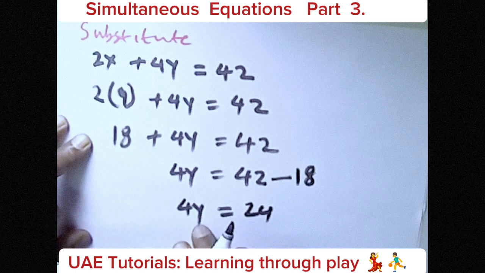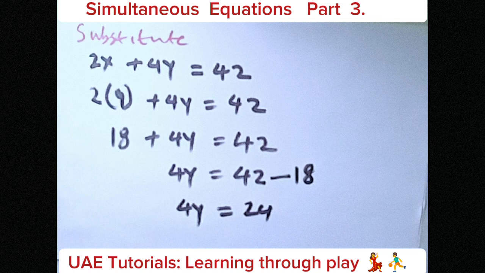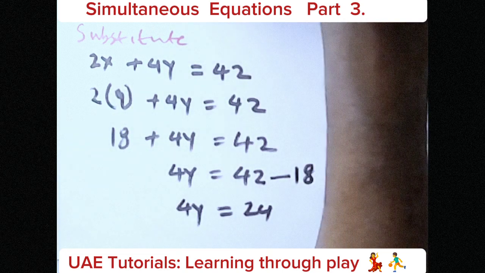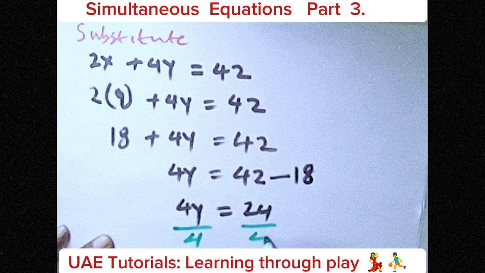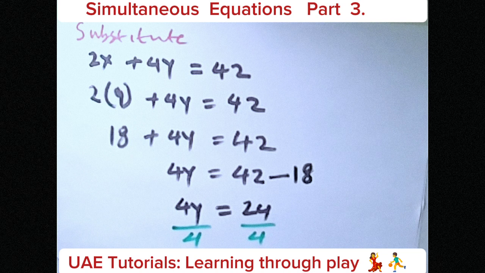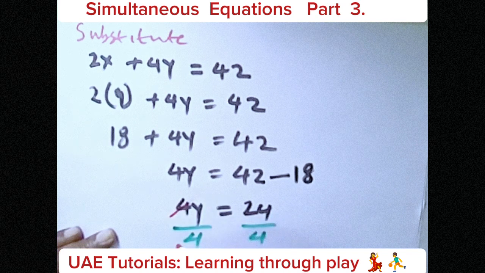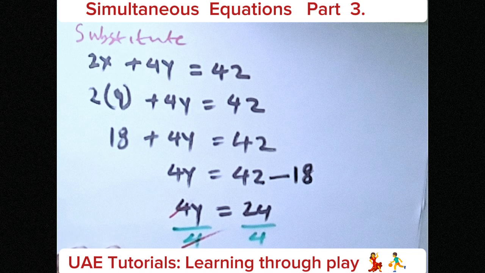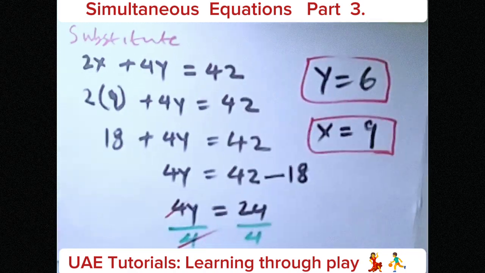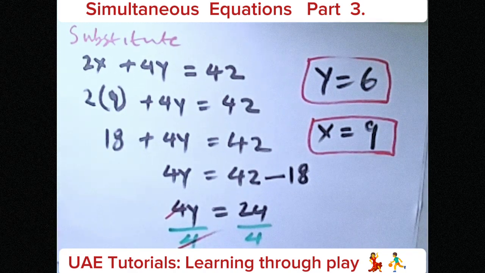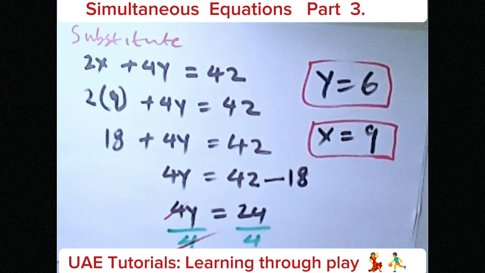And this y has a coefficient, so we will divide both sides by the coefficient of y, which is 4. And that helps us to eliminate that coefficient. y equals 24 divided by 4, which is 6. So x equals 9 and y equals 6. Those are the two values we got.